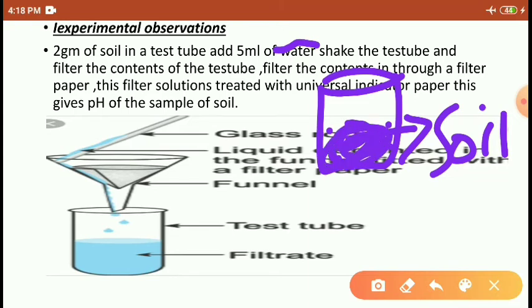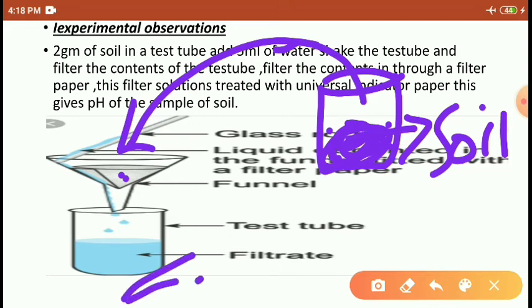So this is the funnel in which we kept the filter paper. These solutions are added here. Whatever solid soil is there is trapped on the filter paper, and the remaining solution is in the test tube. So that is the filtrate, right?